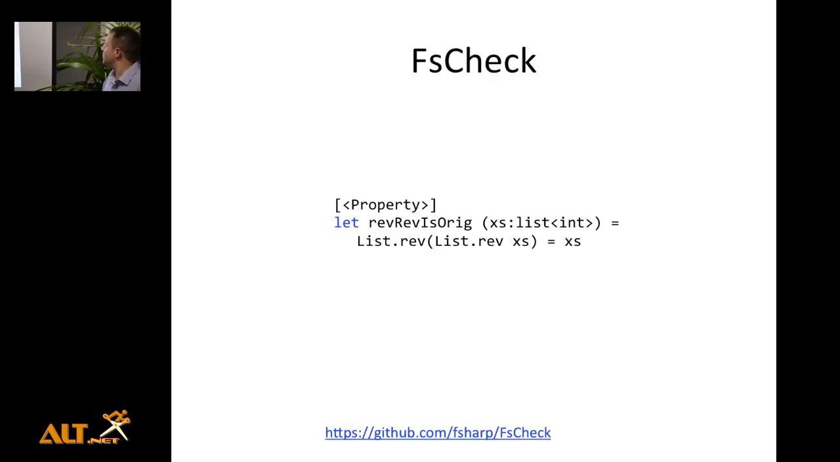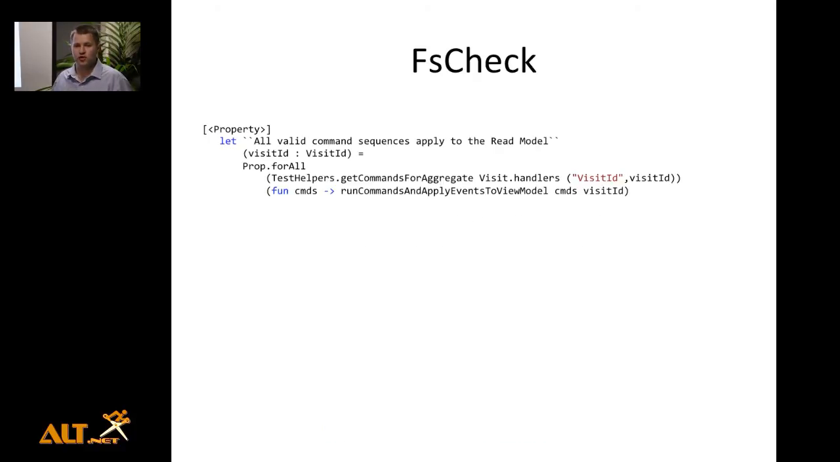You can see here, this is not related to event sourcing, this is just the canonical example. I declare that if I take a list and reverse it and then reverse it again, I'm going to get my original list back. So you can hand that function to FsCheck and it will generate a whole bunch of different lists of different lengths with different integer values in them and ensure that that is always true for all of those values.